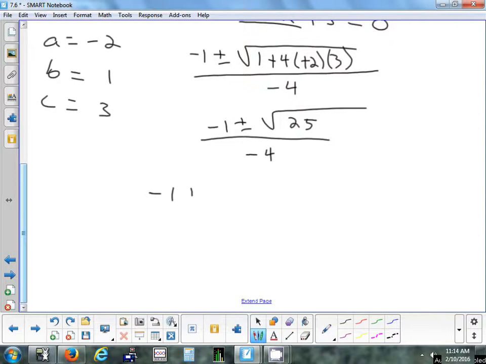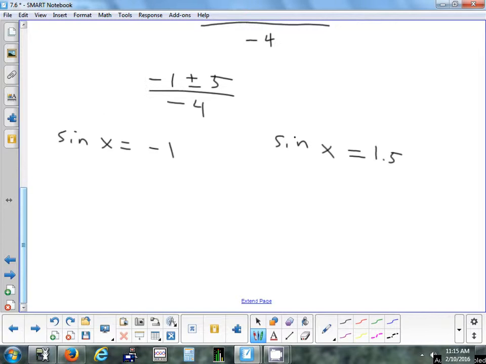Okay, so we get negative 1 plus or minus 5 over 4. So let's write those out. What's negative 1 plus 5? Positive 4 divided by negative 4. Okay, so I'm going to work on solving this in a minute. And what's negative 1 minus 5? It's negative 6. Negative 6 divided by negative 4. 1.5. Yeah, 1.5. Okay, and now I'll work on solving that in a second.